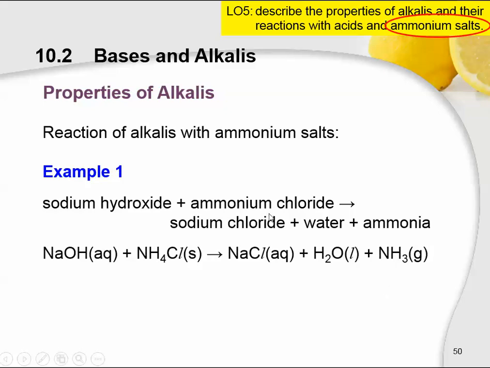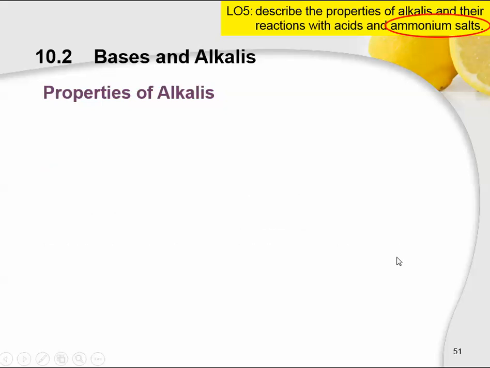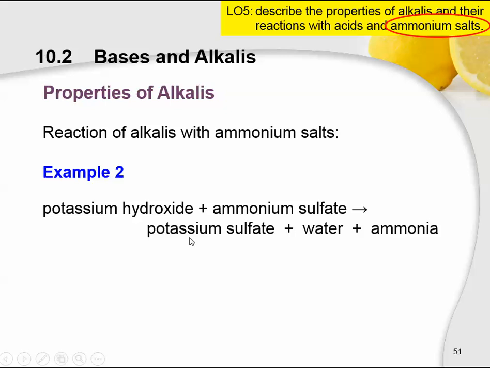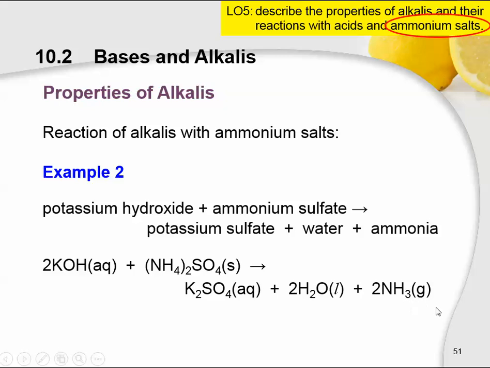Another example of an alkali and ammonium salt. Sodium hydroxide is an alkali because it's a soluble base, a metal hydroxide. It reacts with an ammonium salt to form a salt, water, and ammonia gas. How to form this salt? The metal plus the chloride form a salt. So salt, water, and ammonia gas. Potassium hydroxide and ammonium sulfate form potassium sulfate, and again salt, water, and ammonia gas.